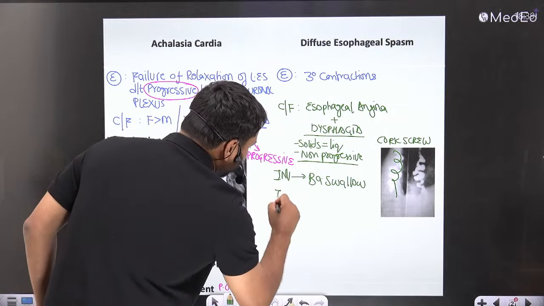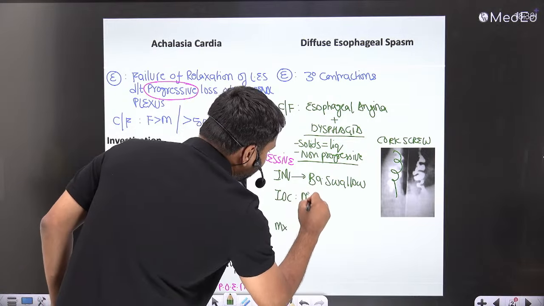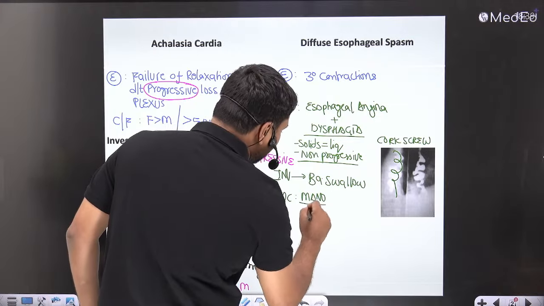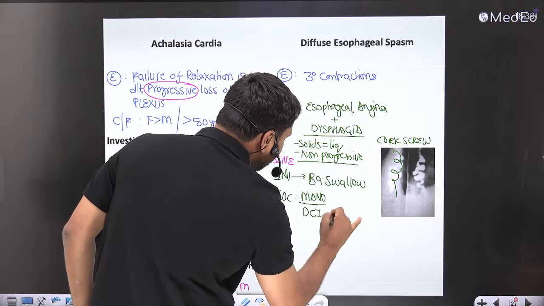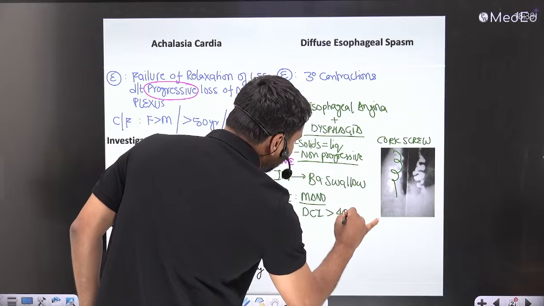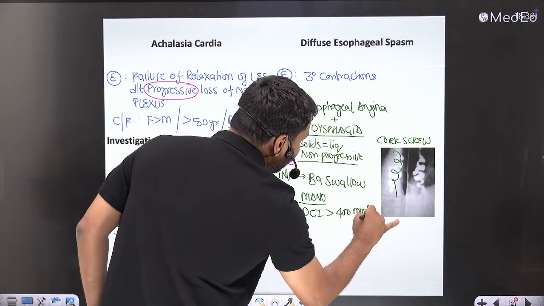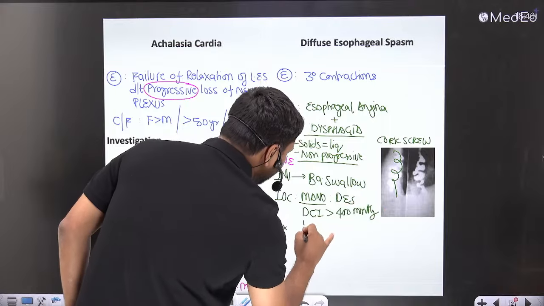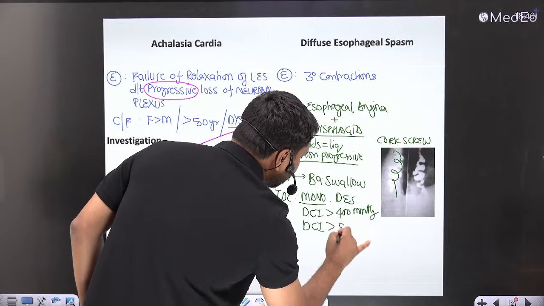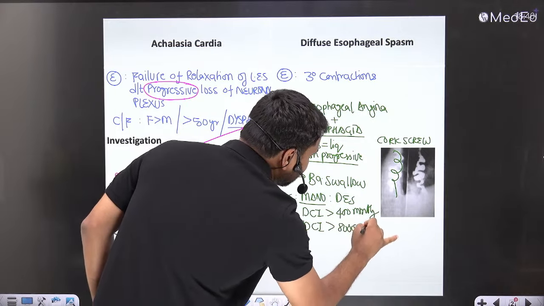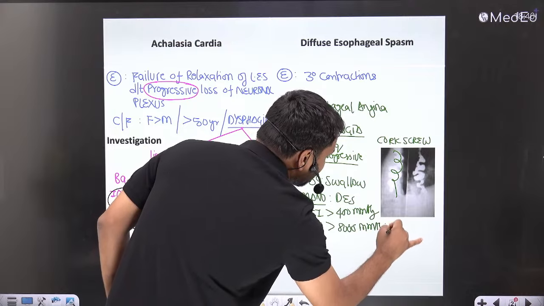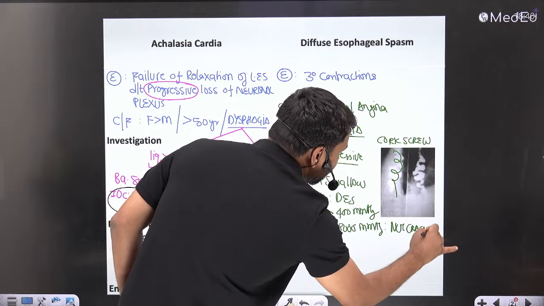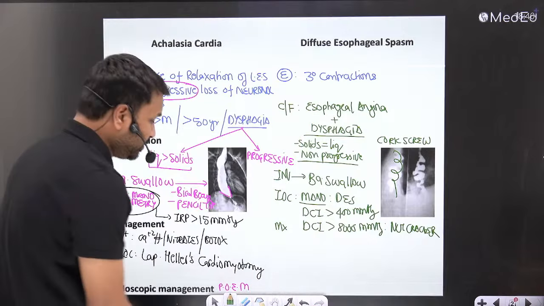The investigation of choice still remains the same. That is going to be your manometry. Now, remember, in manometry we measure something called the distal contractile integral. If it is more than 400 millimeters of mercury, it is your diffuse esophageal spasm. But on the other hand, if the distal contractile integral is more than 8,000 millimeters of mercury, then it is called the nutcracker esophagus.